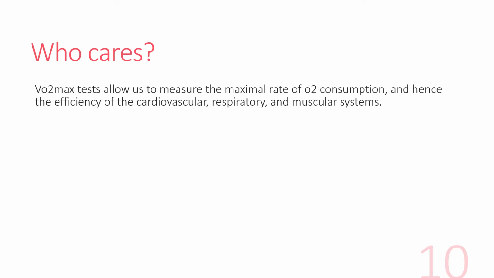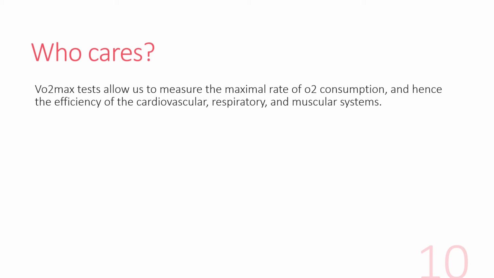Okay. So who cares about VO2max? Why are we doing this? What is this important for? Our VO2max tests allow us to measure the maximal rate of oxygen consumption and hence really the efficiency of both the cardiovascular system, our respiratory system, and our muscular systems to an extent. Certainly when we say muscular system, we're talking about some of that slow twitch and coordination factors that will be important for us.